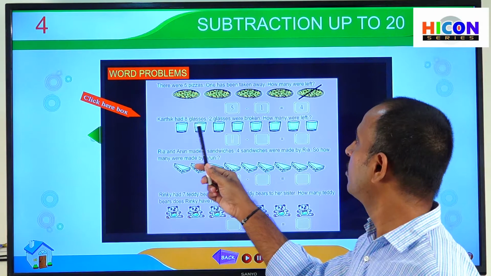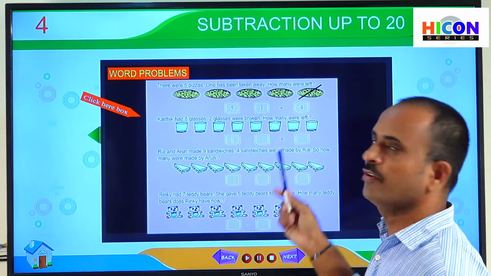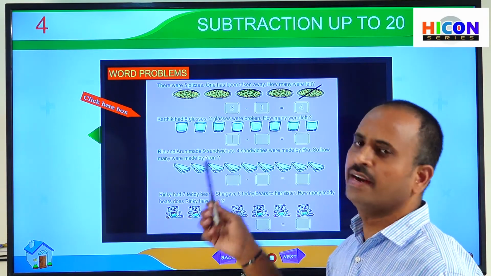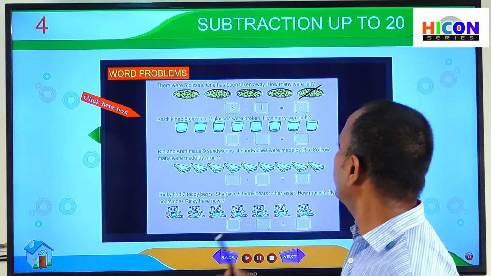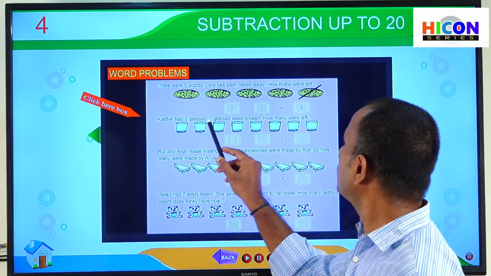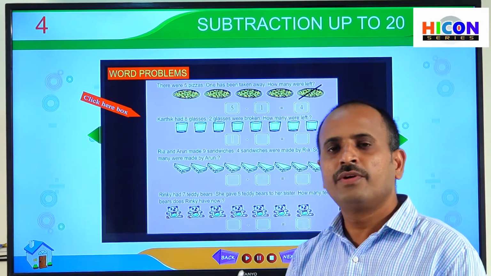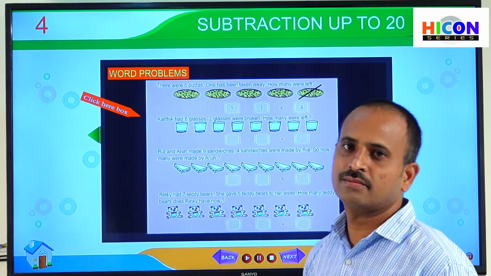Karthik had 8 glasses. 2 glasses were broken. How many were left? So children, so again read the problem. Karthik had 8 glasses. The total number of glasses are 8 there. And how many glasses were broken? 2 glasses were broken. And how many were left? So broken means we have to take away 2 glasses from the 8 glasses.